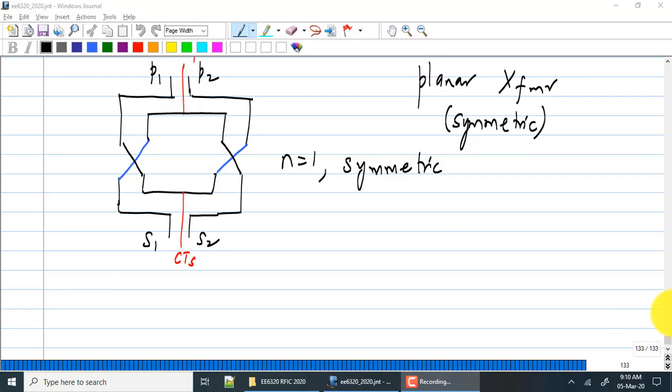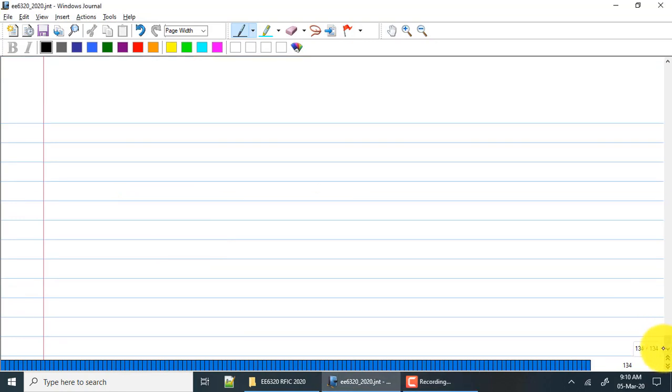In today's class, we are going to start with the S parameters. Quick review of S parameters before we move on to the next block. Okay. Before we do that, as I promised yesterday, I'll draw the picture of the symmetric inductor.